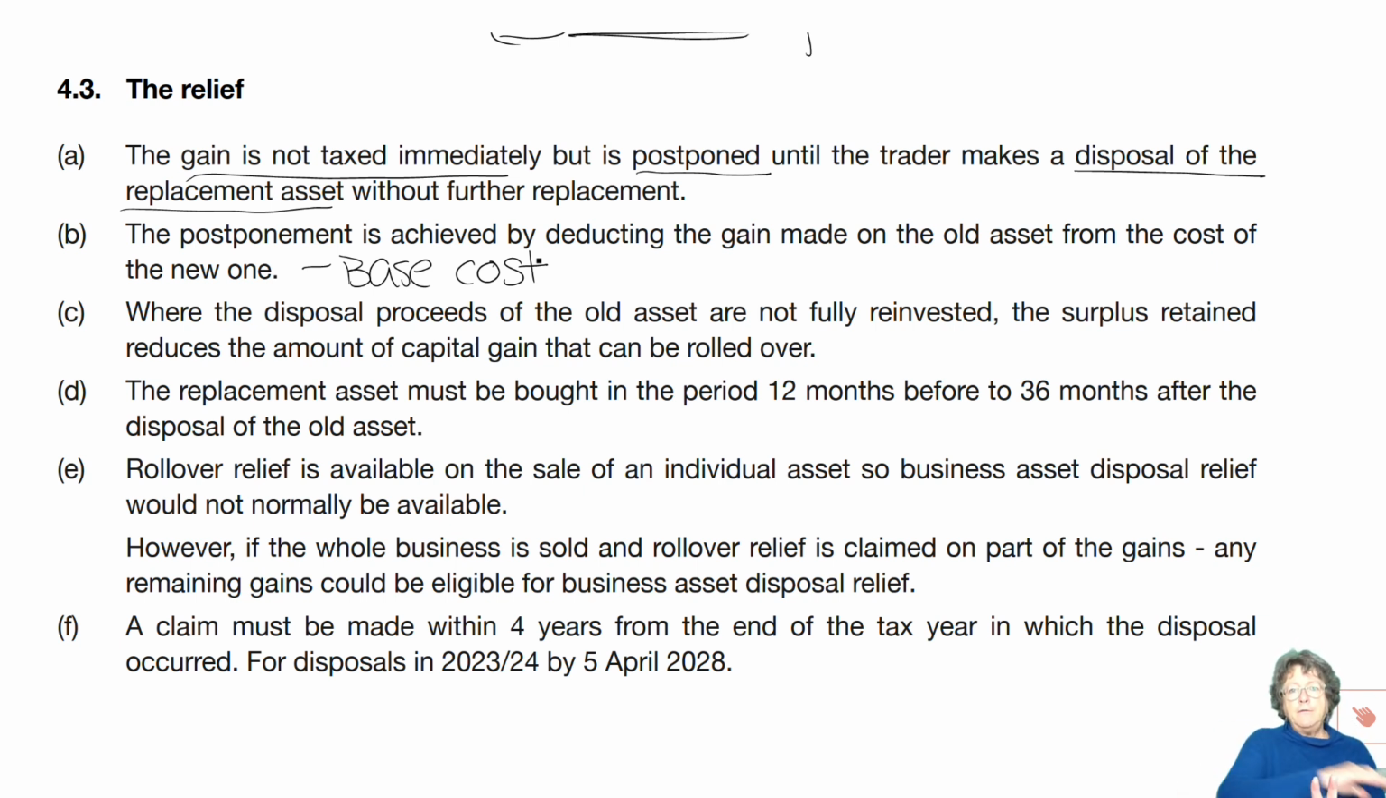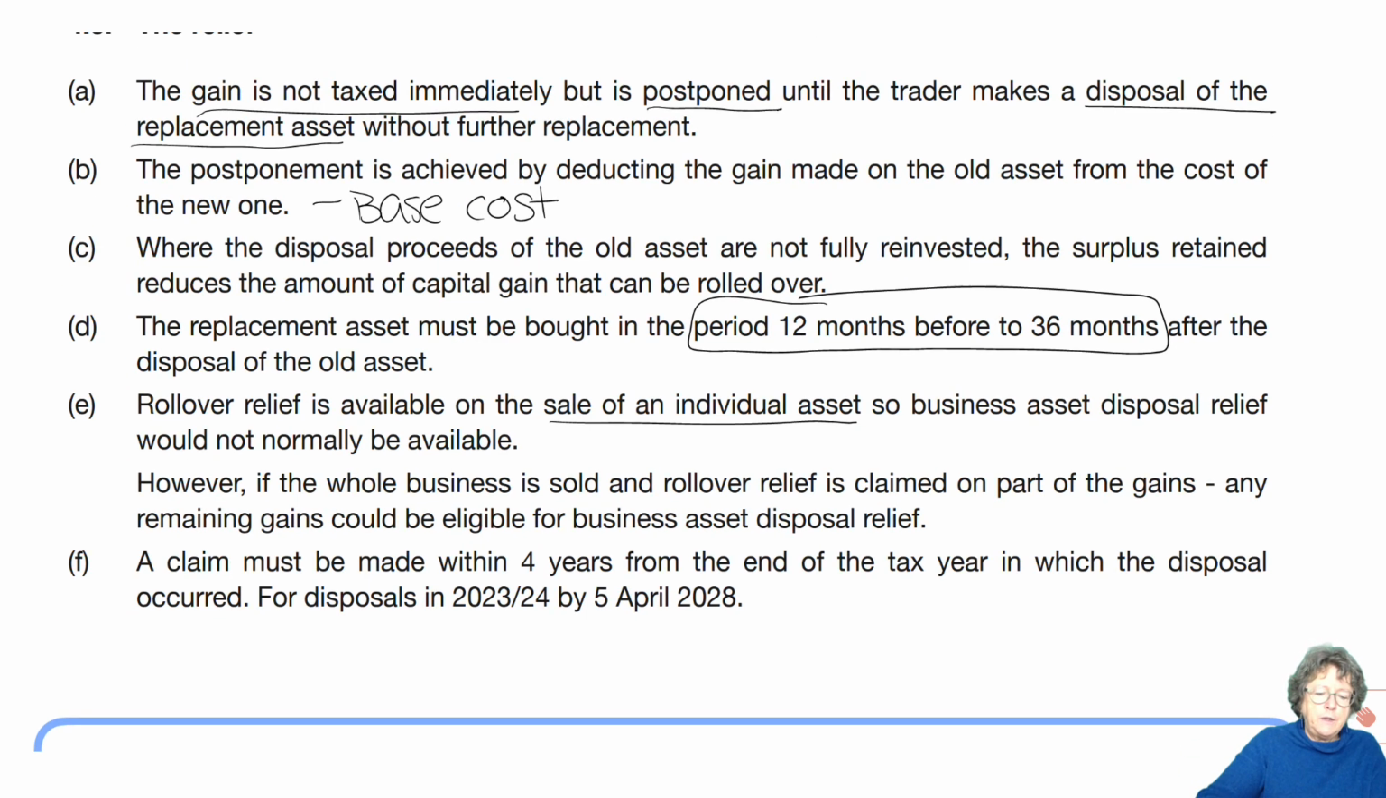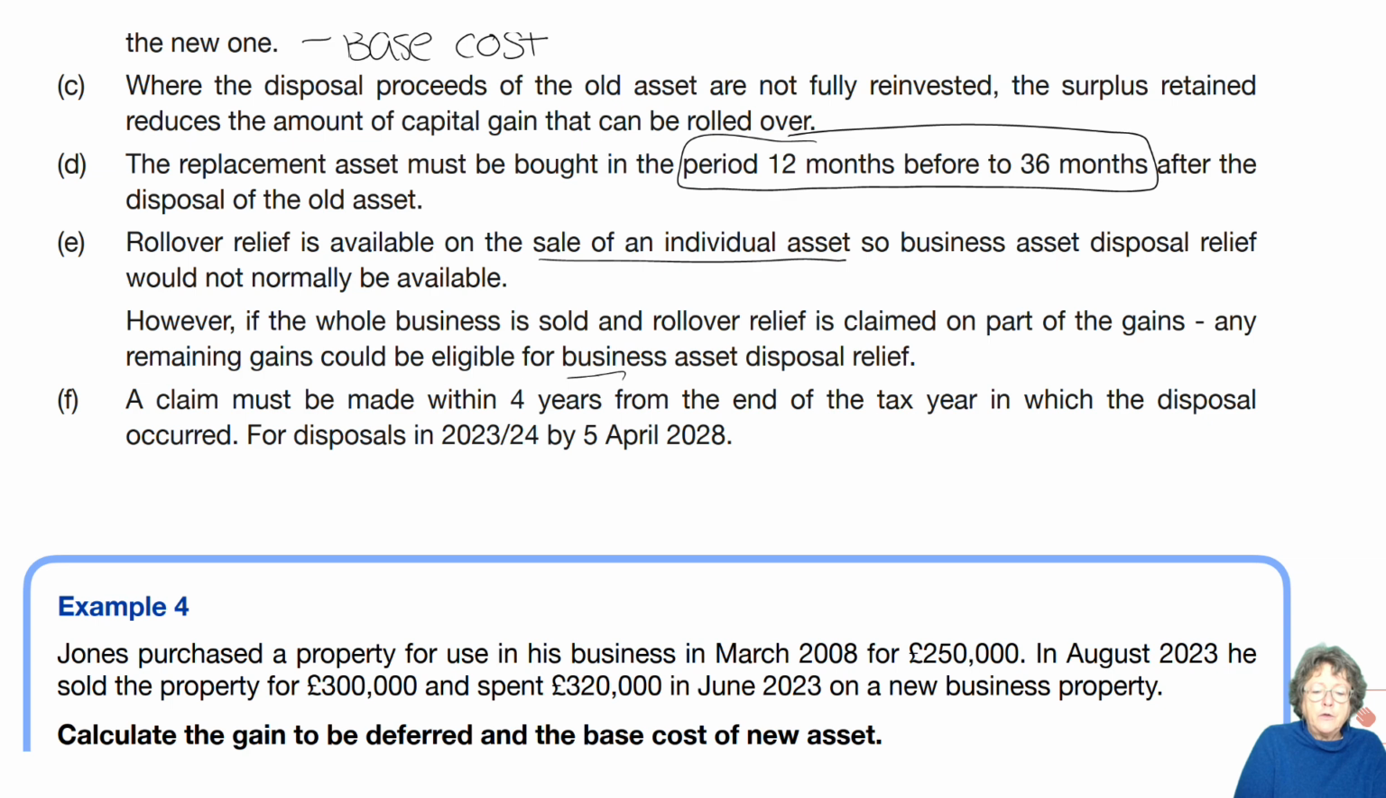If you roll it over and you have some cash left over, and I'll explain that again later with some diagrams, you will have to pay the tax on it. There is a time window: 12 months before, 36 months afterwards. You can have it on the sale of an individual asset, which is when bad relief won't be available, and you've got to make a claim. So it's 4 years from the end of the tax year. That's the date you would have to make that claim.